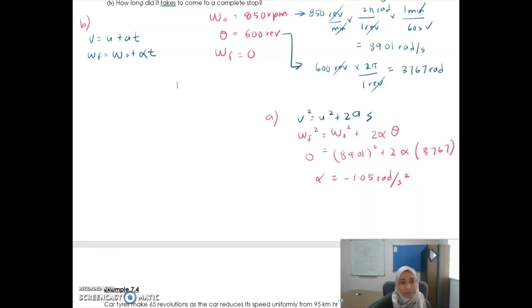Okay, so this is part B. Omega final is 0, omega naught is 89.01, alpha is minus 1.05, and t. So you can solve for t, which gives me 84.77. If you get a slight variation from this answer, that's fine. Actually, 84.77 seconds. Okay.